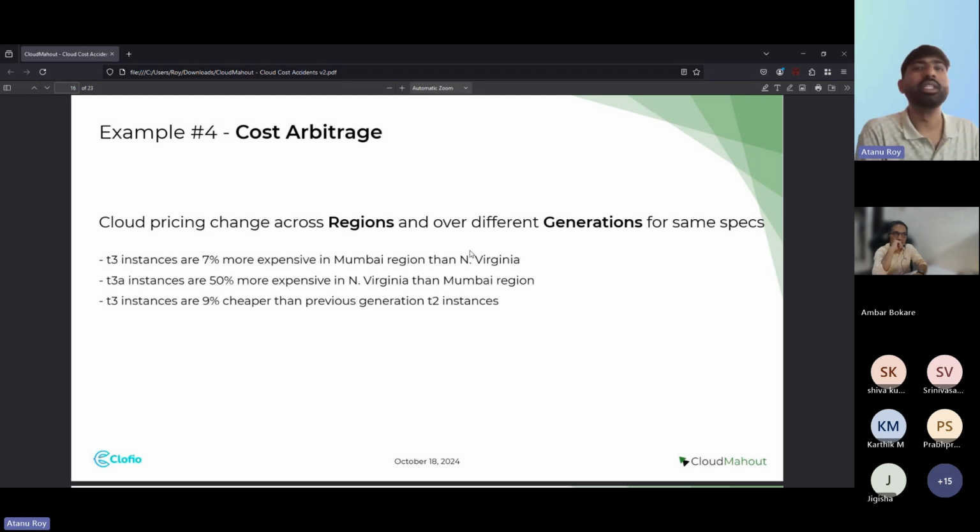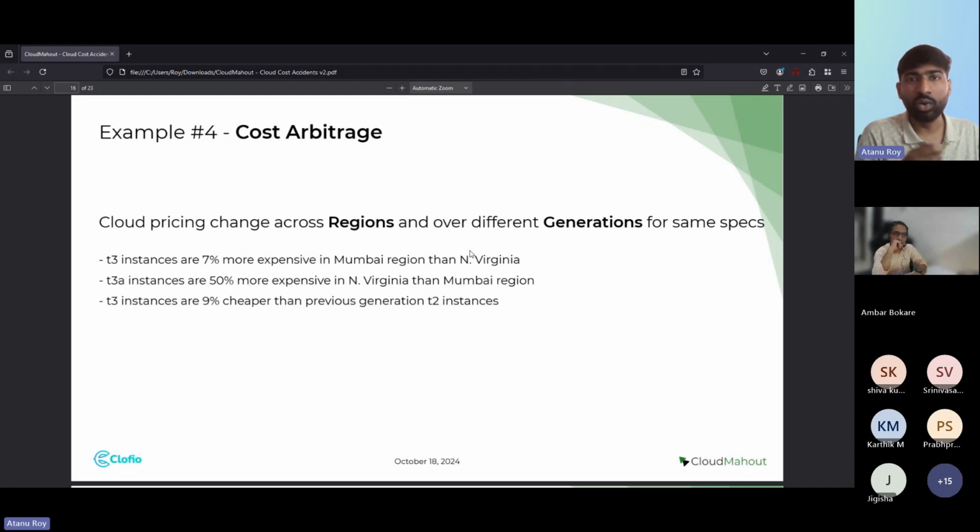Just move from T2 to T3, you save flat 9%, right? So this is what I mean, and we have used this intelligently. Now, one thing I would highlight here is that it is not always flat, as you can see in our first example, right? Something is cheaper in Mumbai, whereas something is cheaper in US East 1, which is North Virginia. So you need to do this exercise very carefully.